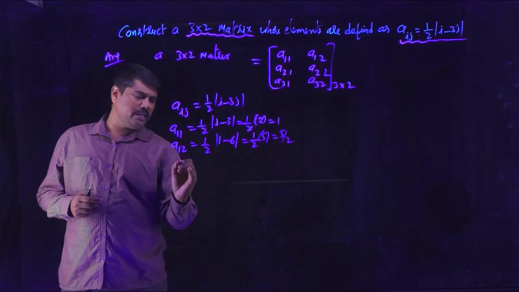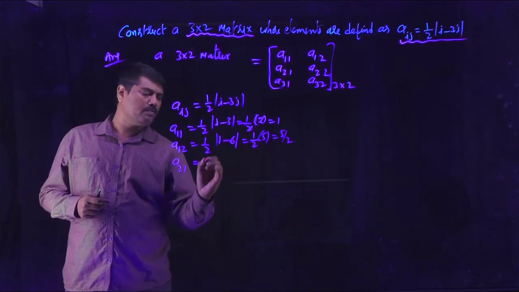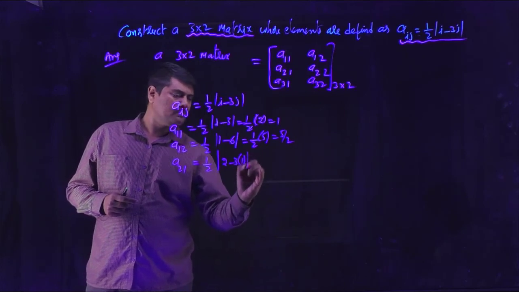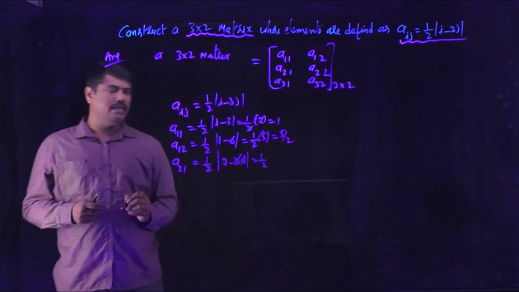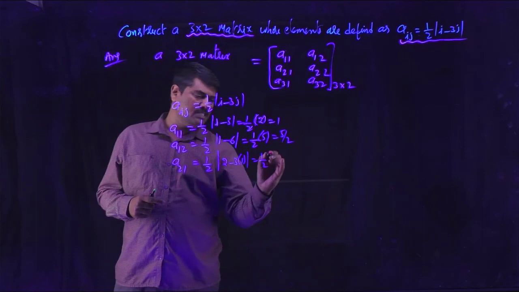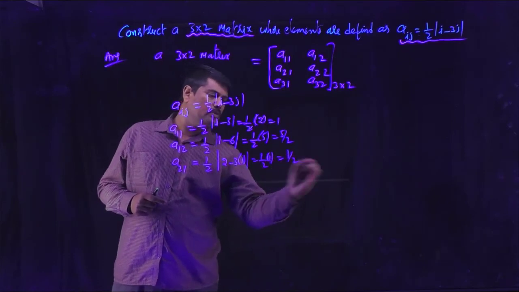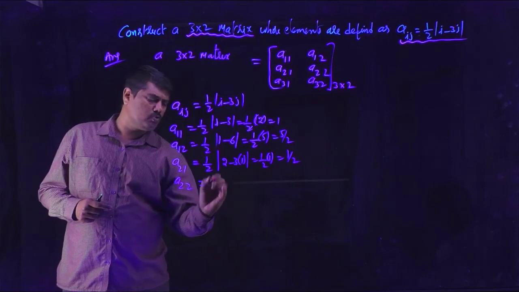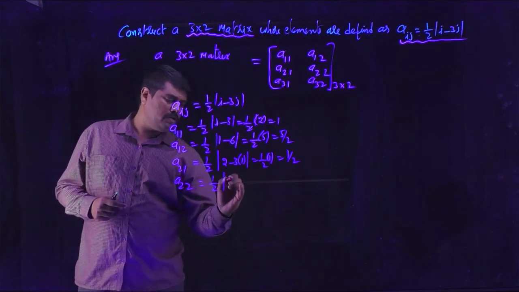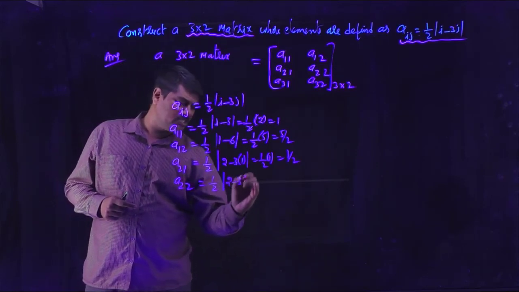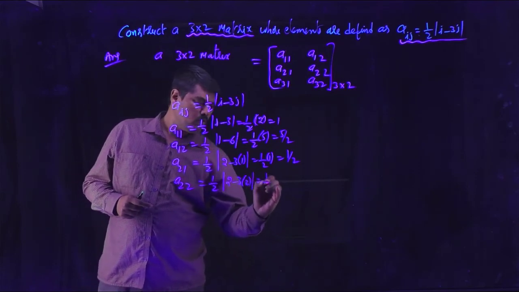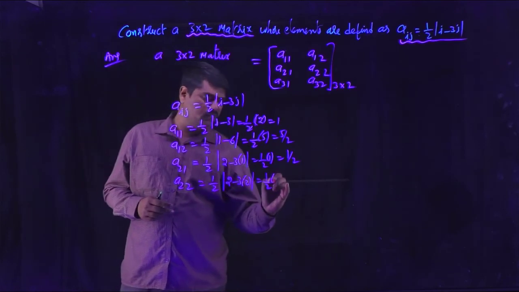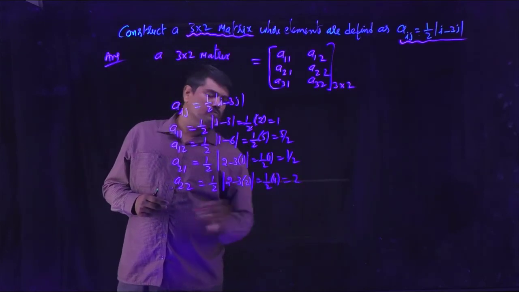Then A21: 1 by 2 mod of 2 minus 3 into 1. 2 minus 3 is minus 1, mod of minus 1 is 1, so you will get 1 by 2 as the answer. What is the next element we need? A22: 1 by 2 mod of 2 minus 3 into 2, that is 2 minus 6, which is minus 4, mod of minus 4 is 4, so you will get 2.